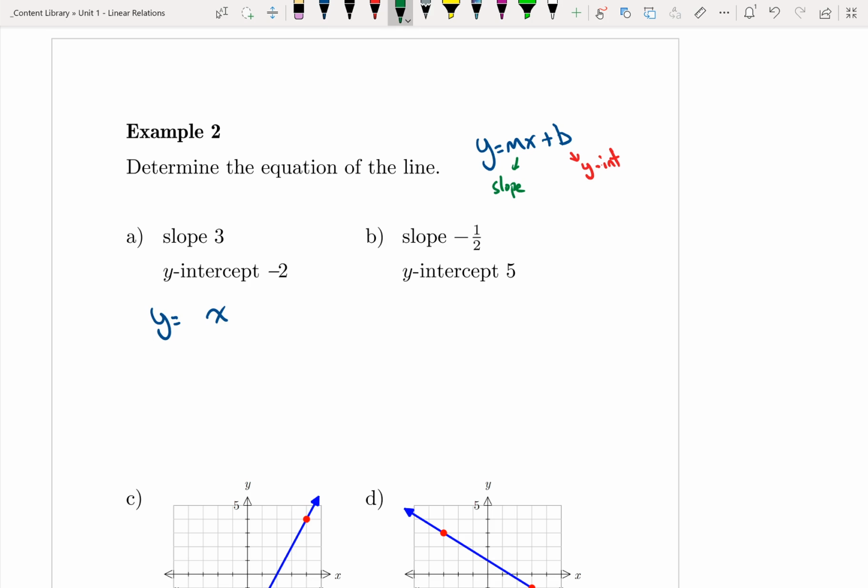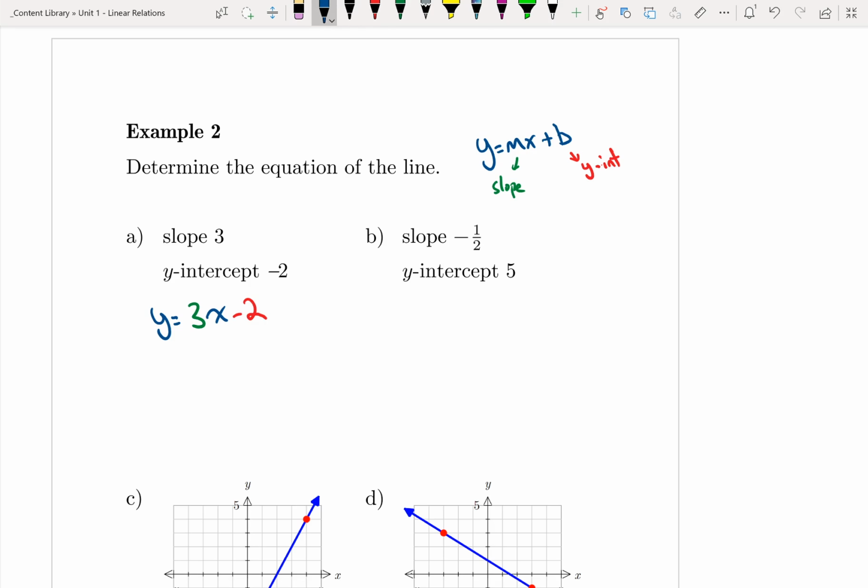The number that's attached to the x has to be my slope. In this case, my slope is 3. So I know it should be y equals 3x, and then the only other part is the y-intercept, which in this case is negative 2. So my equation will be y equals 3x minus 2.